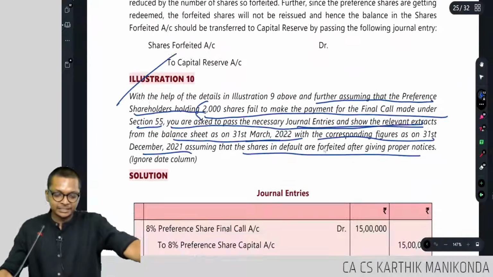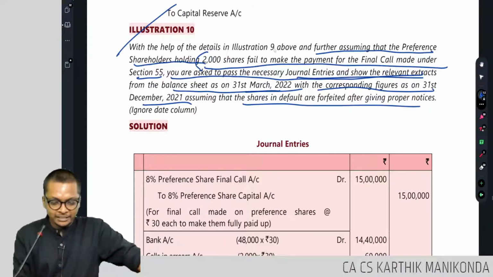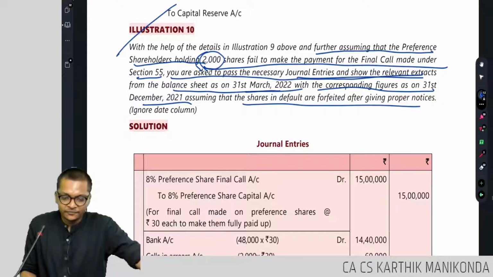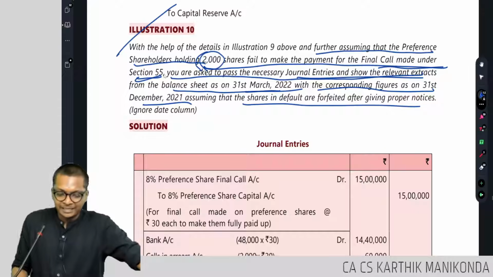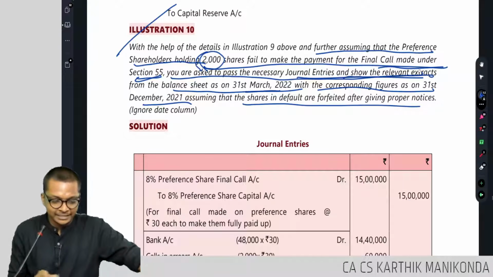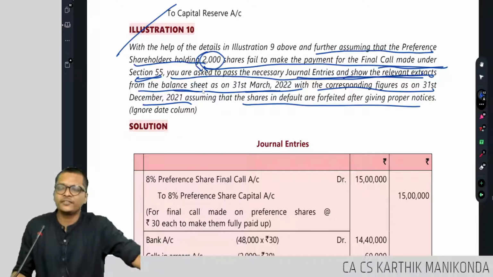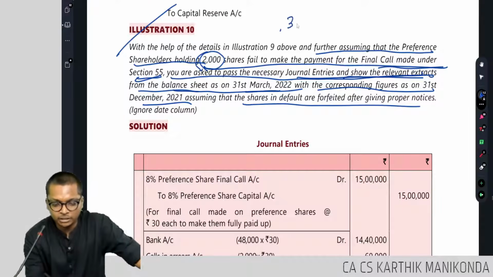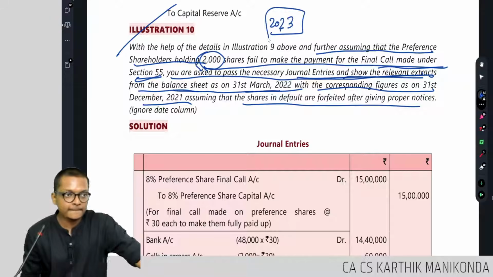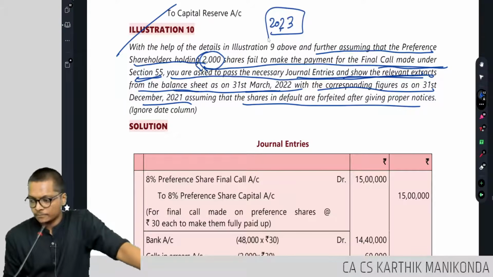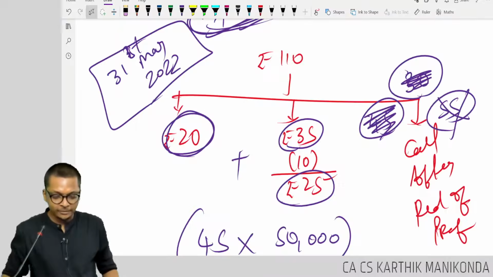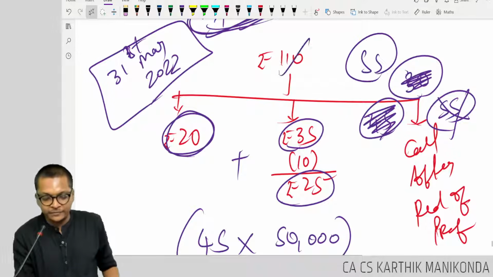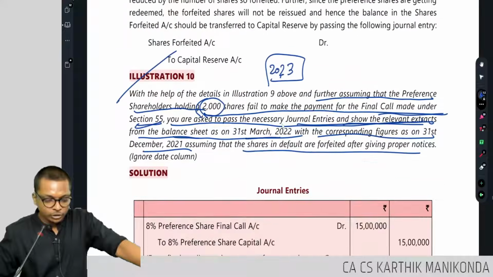Now what are they saying in illustration 10? With the help of illustration 9, further assuming that the preference shareholders holding 2000 shares fail to make the payment of final call under section 55, you are asked to pass the necessary journal entries and show the relevant extracts from the balance sheet as of 31st March 2022. But final call is only on... okay, fine, correct, you are absolutely right. So this 55 rupees not paid is for equity shares. They are talking about preference shares.